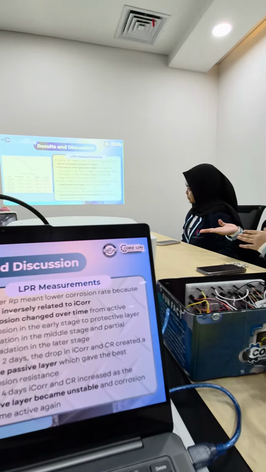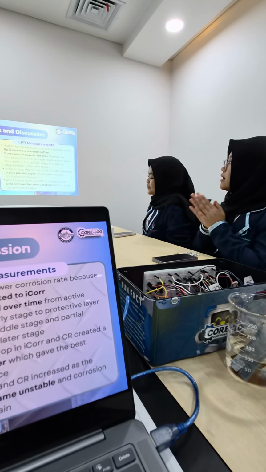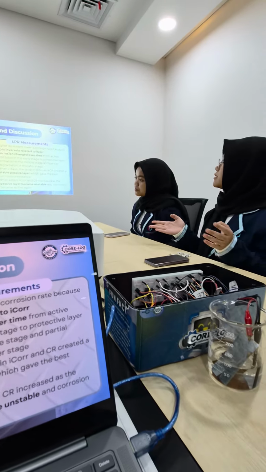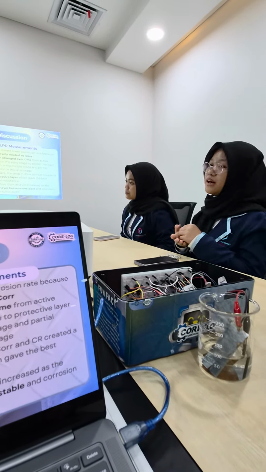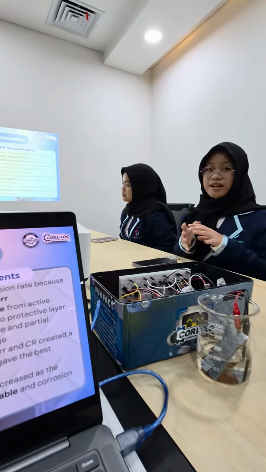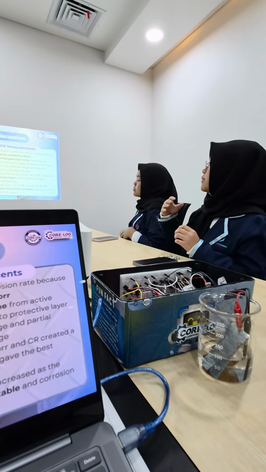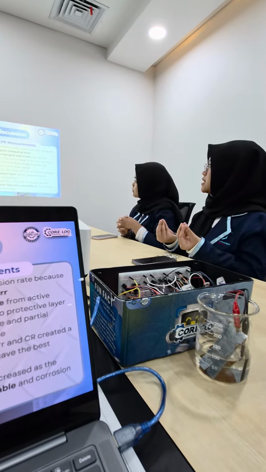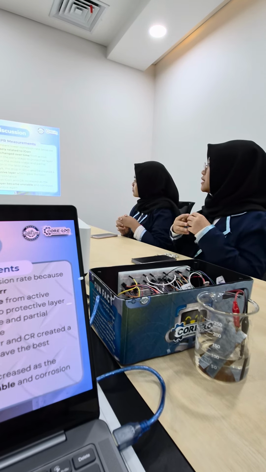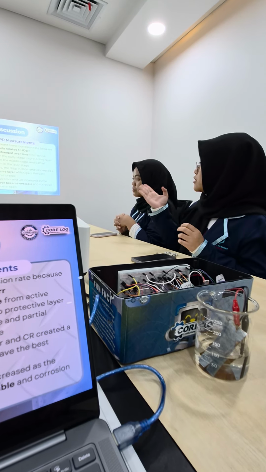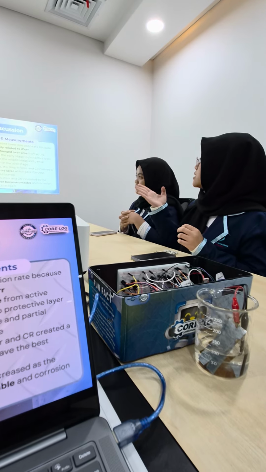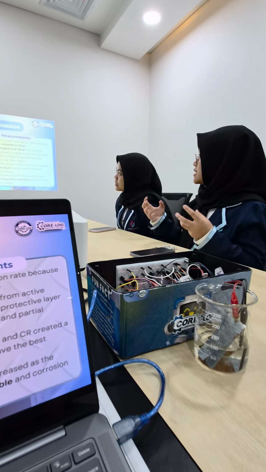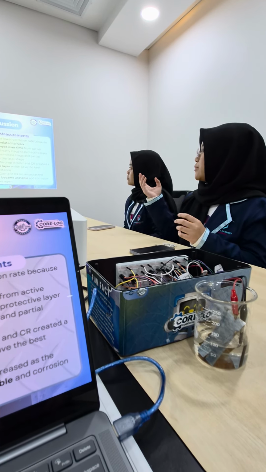As we can see, in all PRM measurements, the higher RP, or polarization resistance, means a lower corrosion rate, because RP is inversely related to I-corr, or corrosion current. And we can see that corrosion changed over time from active corrosion in the early stage to protective layer formation in the middle stage and partial degradation in the later stage. After 2 days, the drop in I-corr and corrosion rate created a stable passive layer which gave the best corrosion resistance, while the RP increased.